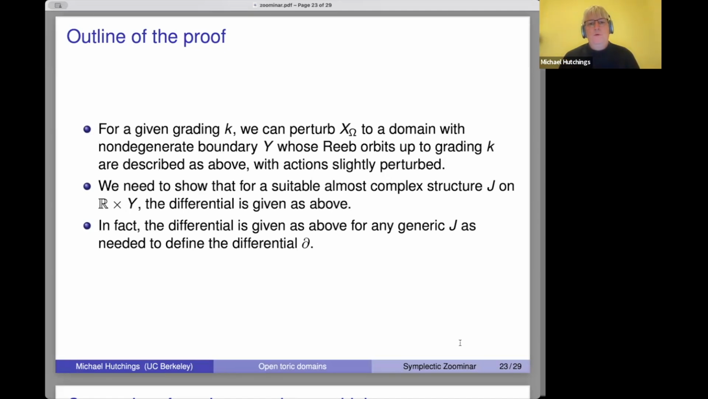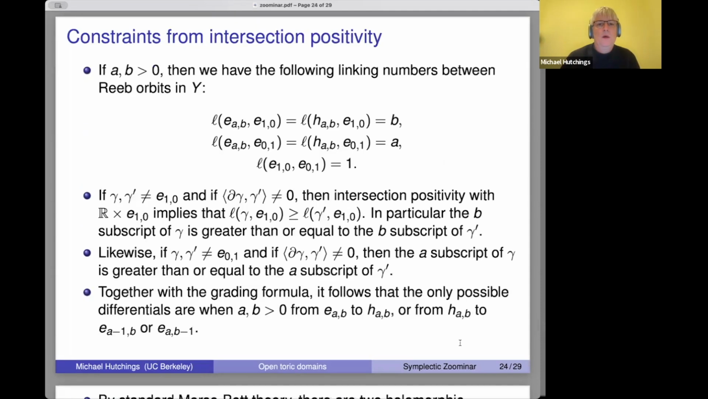Okay. So we need to show that if you choose a suitable almost complex structure J on R cross Y, then the differential is given as described. In fact, the differential is the same regardless of such J, which you wouldn't expect in general, but is true in this example. So the first step is we can show that certain differentials have to be zero using intersection positivity.